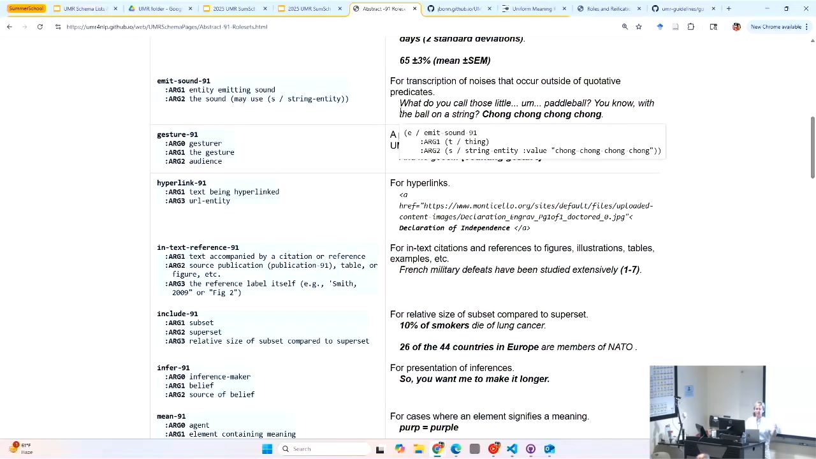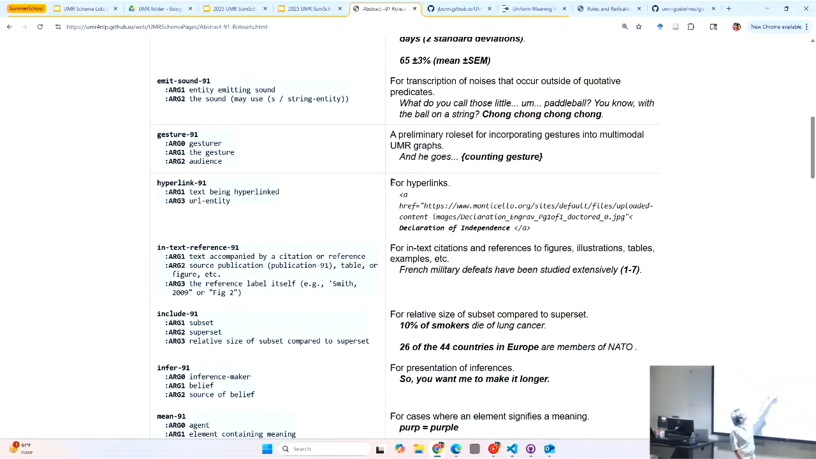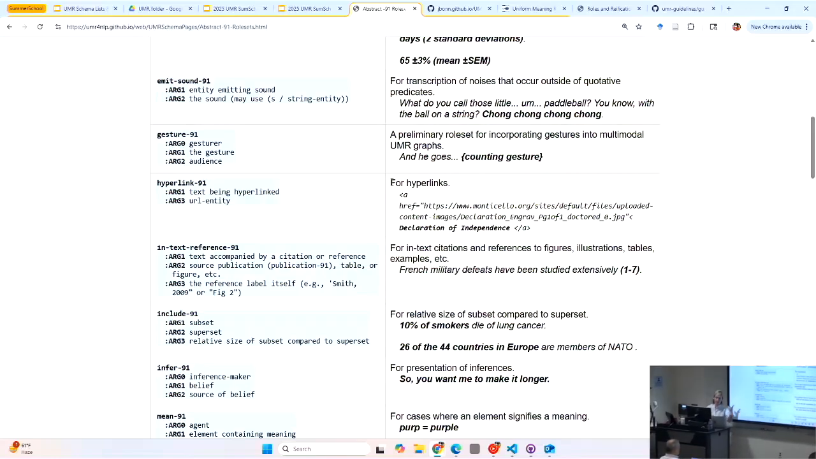So when you do the document level graph, in this first sentence, you've got the paddle ball. You can actually link paddle ball to the thing making the sound in this roleset. It's just nice because it gives you the thing that's making the sound and it also gives you a space for this actual onomatopoeia.